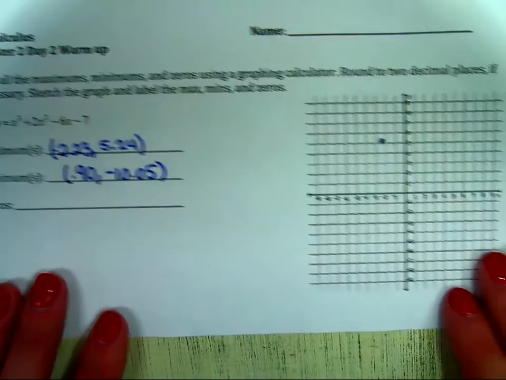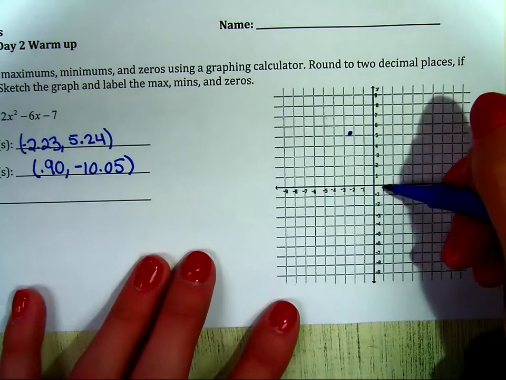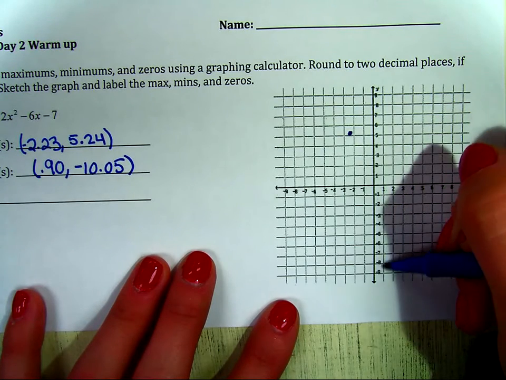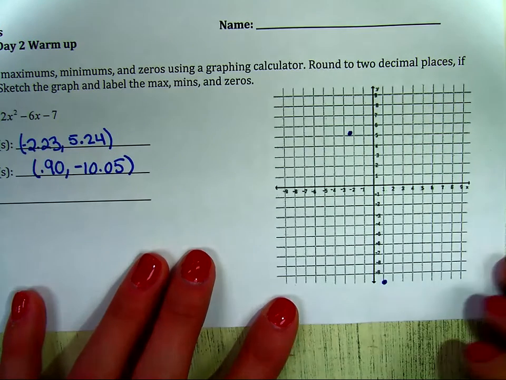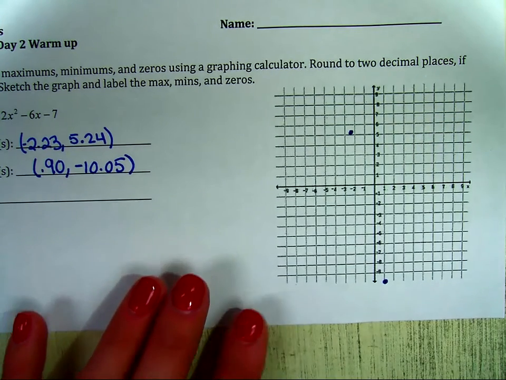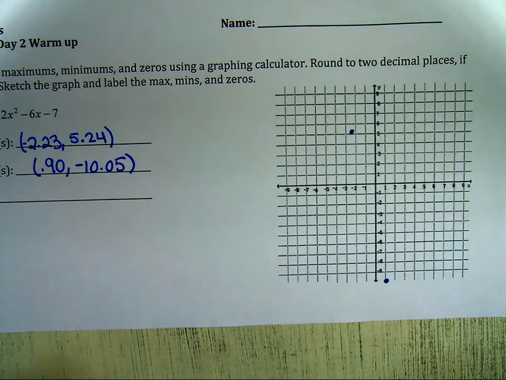Let's try to plot that on our graph. 0.90 is about 1. Go down to about -10. That's probably about down there. All right, next, we have to find our zeros.